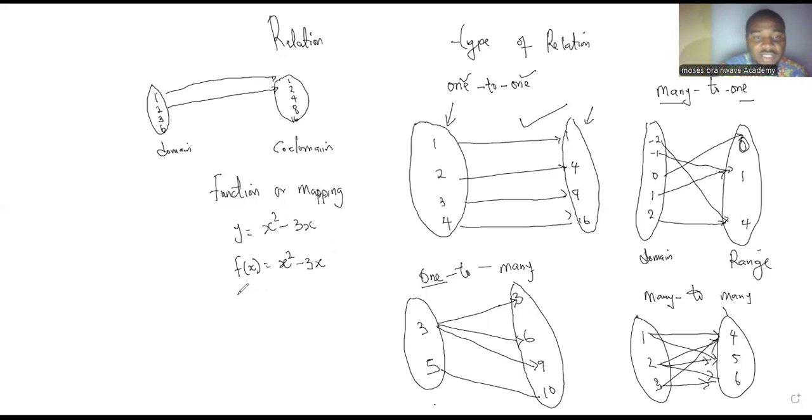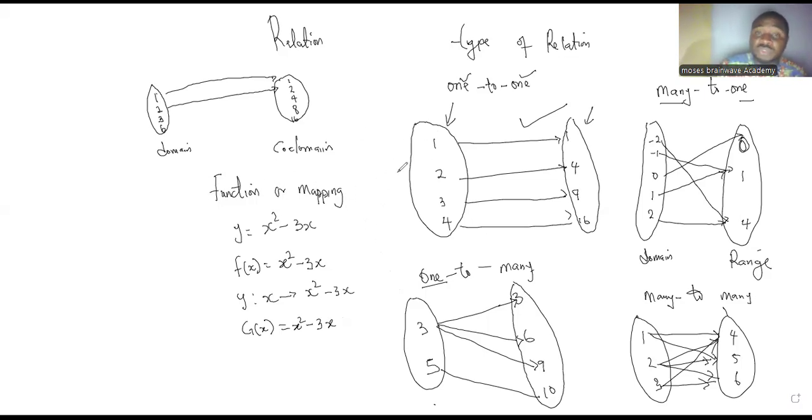You can also write it in this way: y is defined such that x is mapped to x squared minus 3x, right? All these are definitions of a function. You can also see it written as g of x or f of x, right? So this is a function in terms of g, and it is defined by x squared minus 3x.